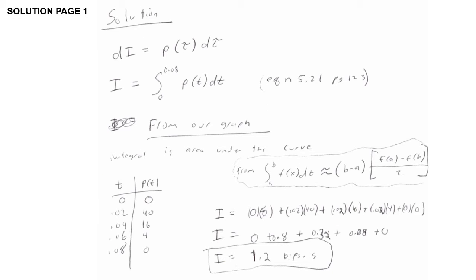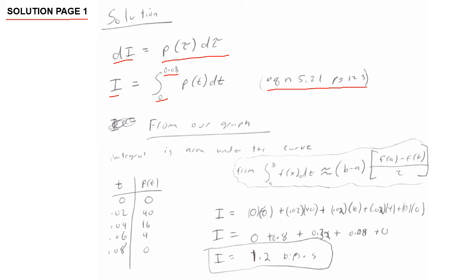So from here we can begin our solution. So page 1 of our solution here, we have dI is equal to P times dt. So from this here, we can take the integral of both sides. The integral of dI becomes I. And we have the integral from 0 to 0.08 for our limits of integration of P of t dt over here. And this comes from our textbook, equation 5.21 on page 123. We can reference back to that.